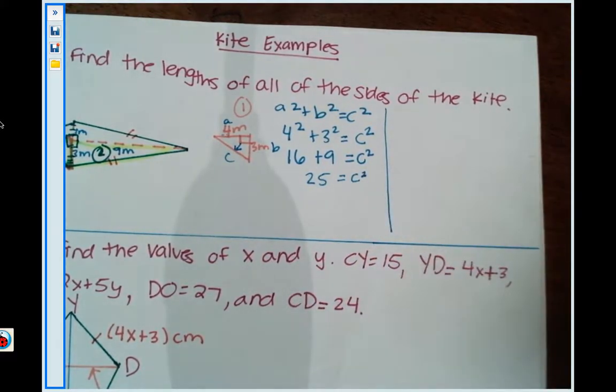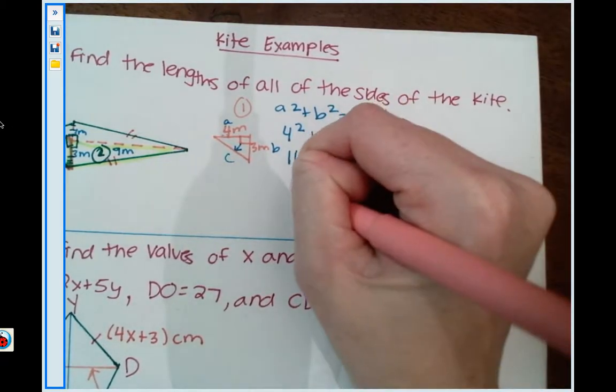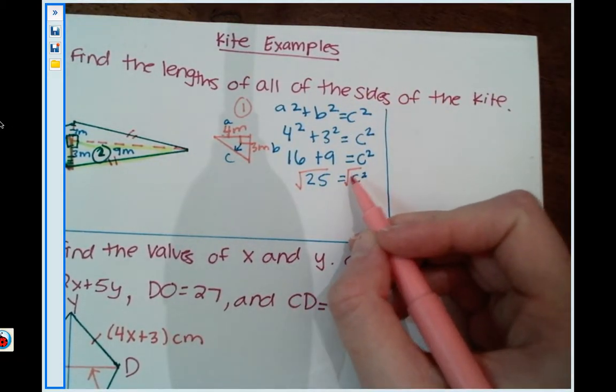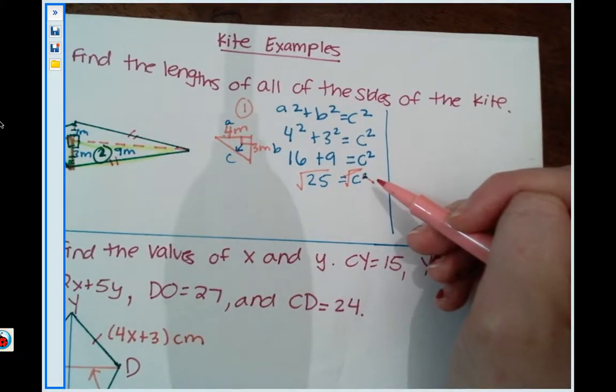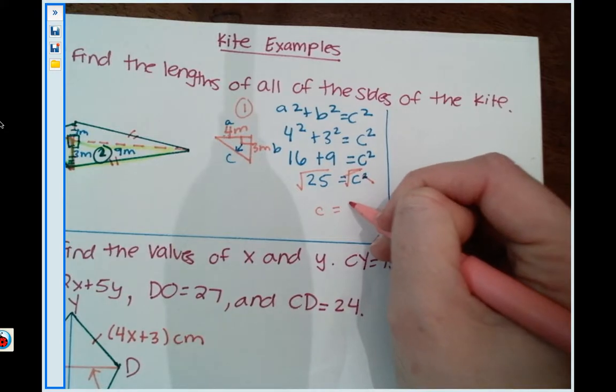Alright, and how do we undo a squared in a problem? You guys nailed it. To undo a square, you square root that thing on both sides, which will cancel out the square. So we're left with C equals the square root of 25, which is 5.